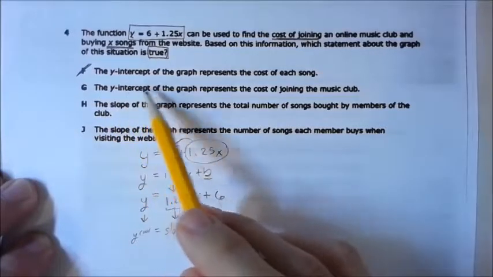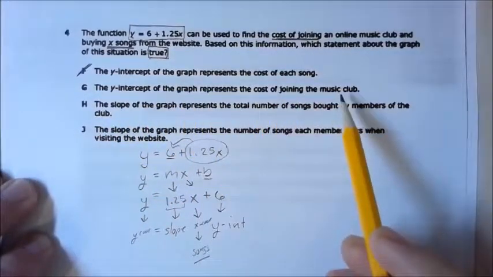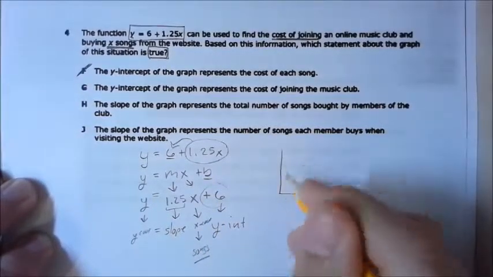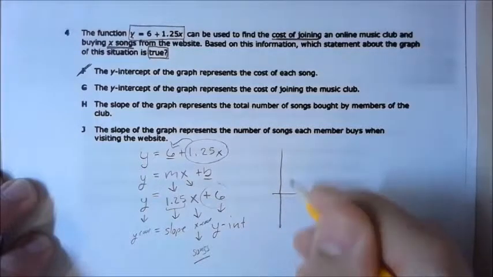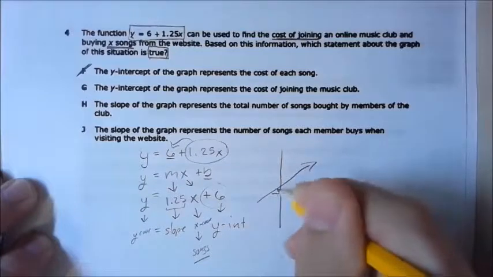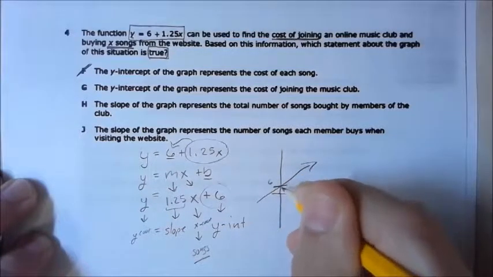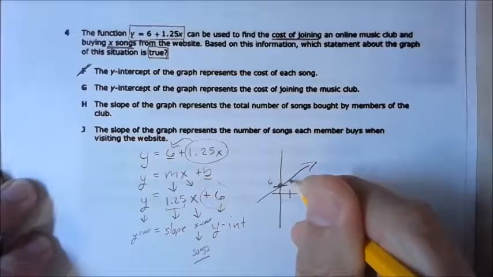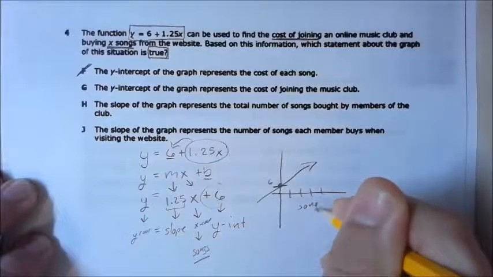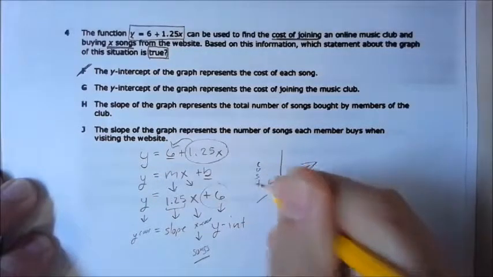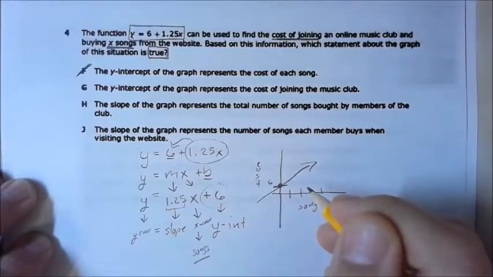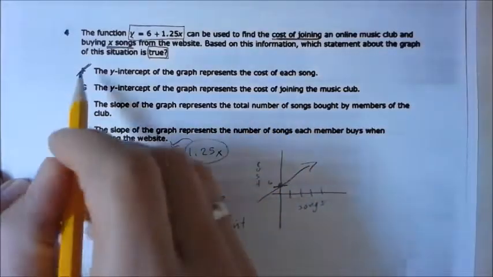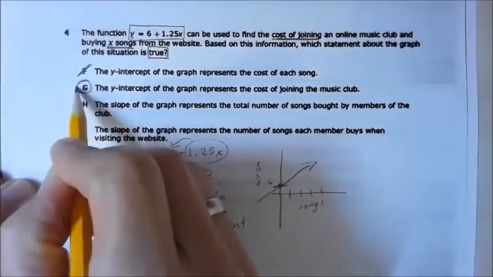So then G says the y-intercept of the graph represents the cost of joining the music club. Well, that is true. That's our initial cost. And if we had a graph, and this were to be graphed, what we would see on that graph is that it would start at 6. So for instance, that point would be positive 6, because that's the initial cost. Then, for every x value, the cost would increase depending on how many songs. So this would be songs, and this would be cost. Just to give you an idea of what it looks like. So that is true. The y-intercept of the graph represents the cost of joining the music club. So that is the correct answer.